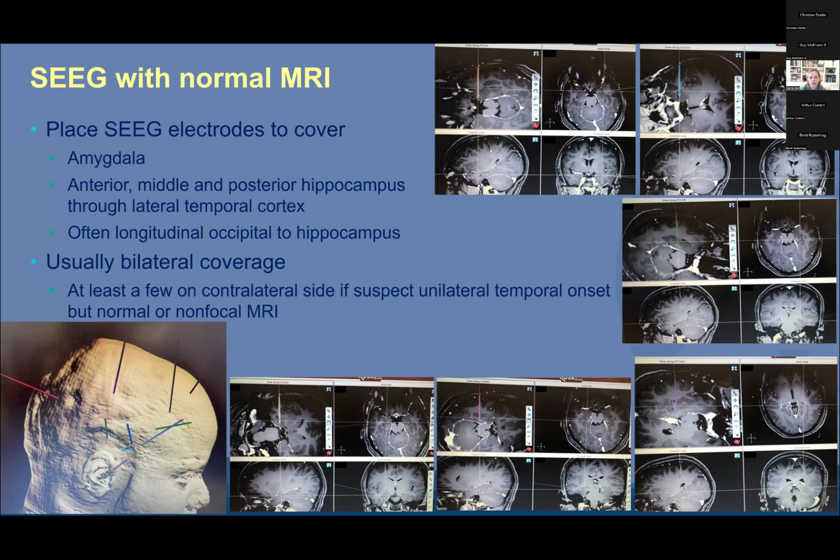It's also very common, if someone has a normal MRI, that we'll place bilateral SEEG electrodes. If everything suggests unilateral, we may only put a couple on the contralateral side, but it can often be difficult to tell bilateral versus unilateral with a totally normal MRI. So usually we'll end up placing at least a few electrodes on the contralateral side to verify for sure that the seizure onset is unilateral.